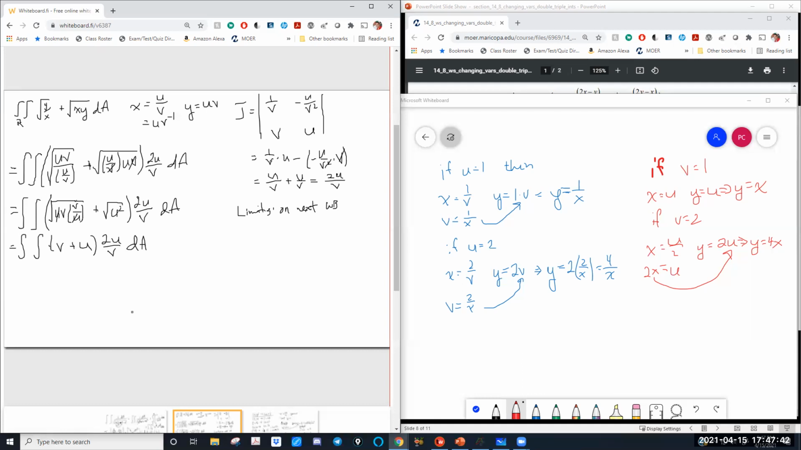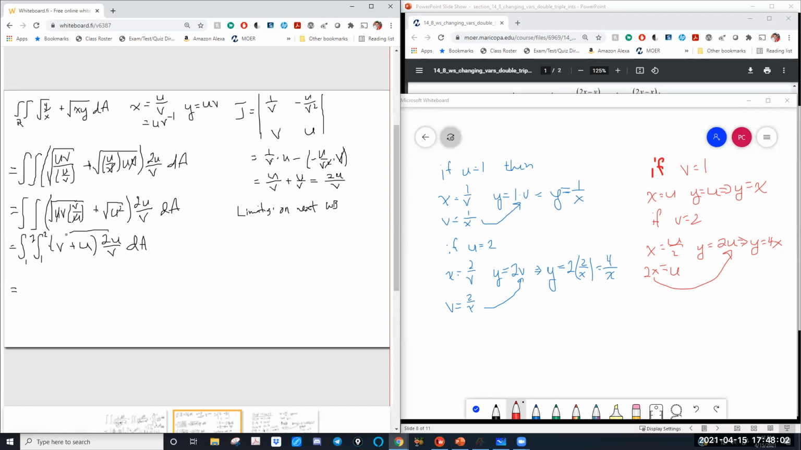I'm actually glad that you found it redundant, because it's intended to be. I'm just reinforcing what we're doing. So we got limits 1 to 2 and 1 to 2. So the order doesn't matter.